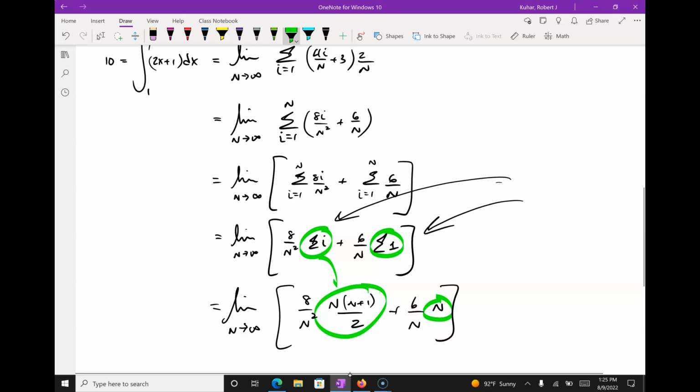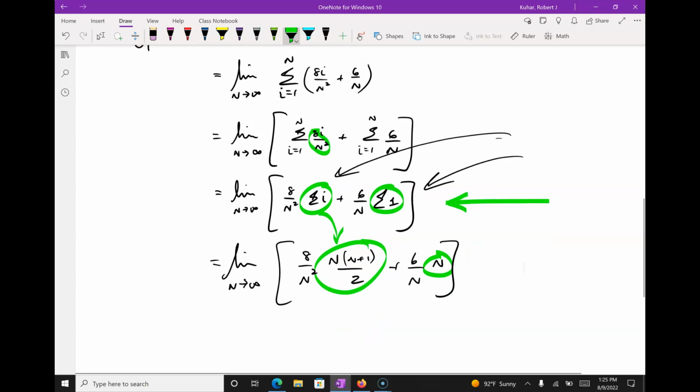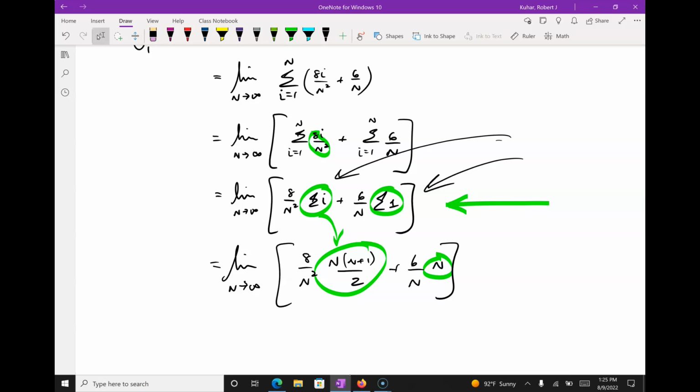Yep, so we had a formula from pre-cal for the sum. 8 over n squared is the dependent variable; it's dependent upon the variable i. So 8 over n squared is like a constant. It could come out, I can factor it out. 6 over n, again, i is the one in control, so 6 over n just comes out as a factor.